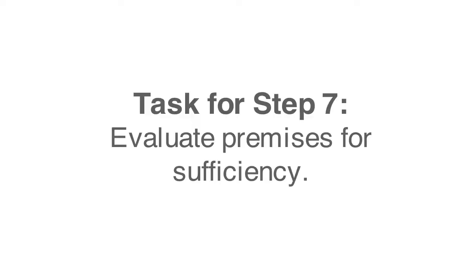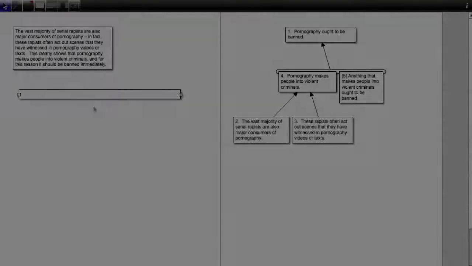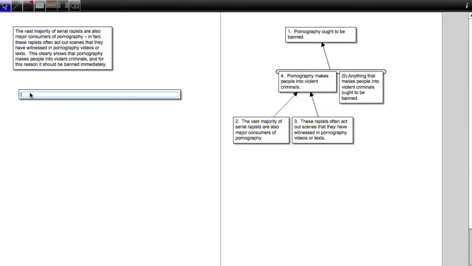Okay, so we're here on step 7, working on example number 3, evaluating premises for sufficiency. Make a new text box here. And let's look at each premise, thinking about all the premises that are providing any evidence for another claim we put together.